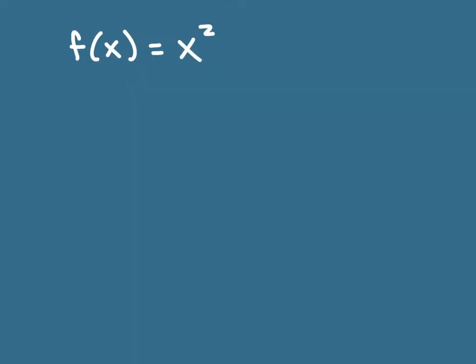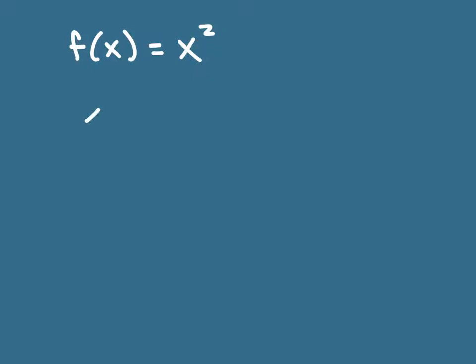The first parent function I want to talk about is the function f of x is equal to x squared. All right, so whenever you see a function that has x raised to the second power, this is the most basic function you can have for a polynomial of degree 2, or just an x squared function.